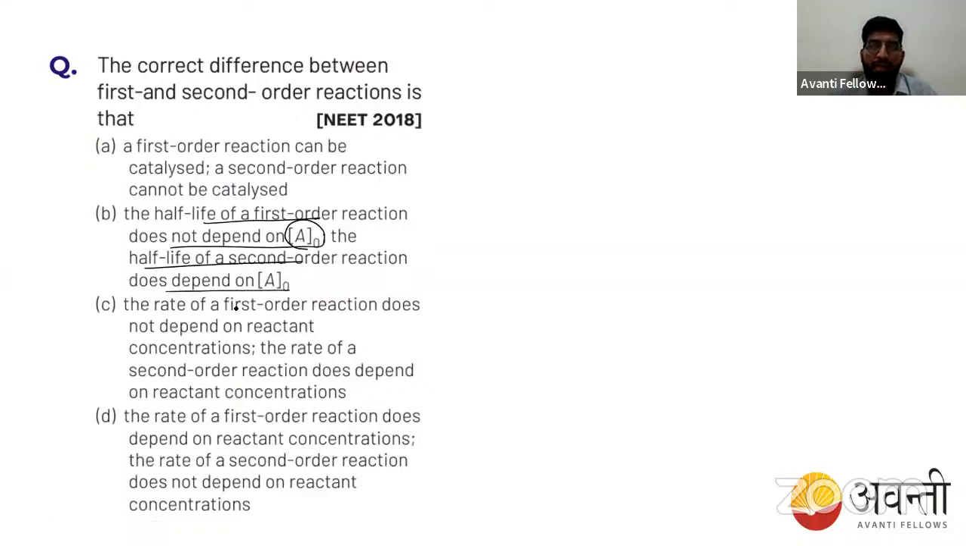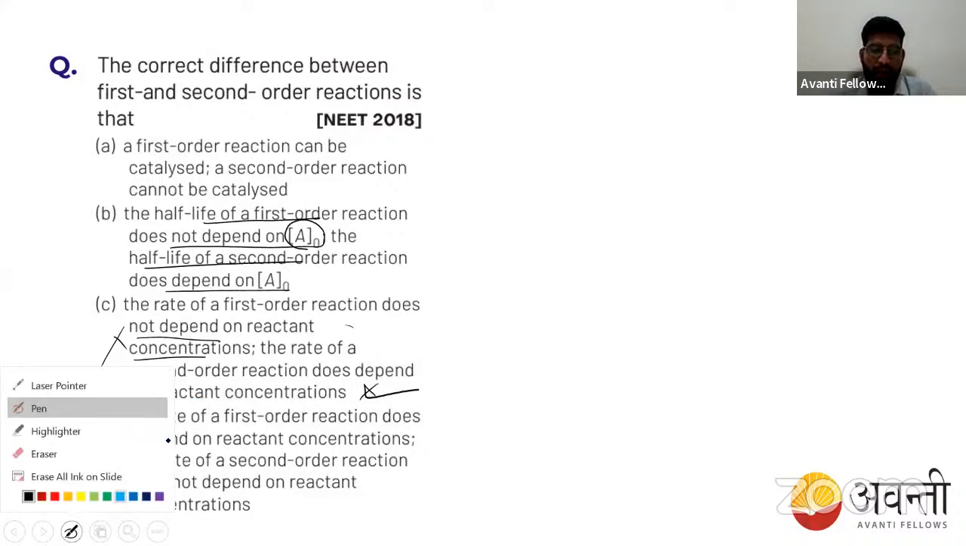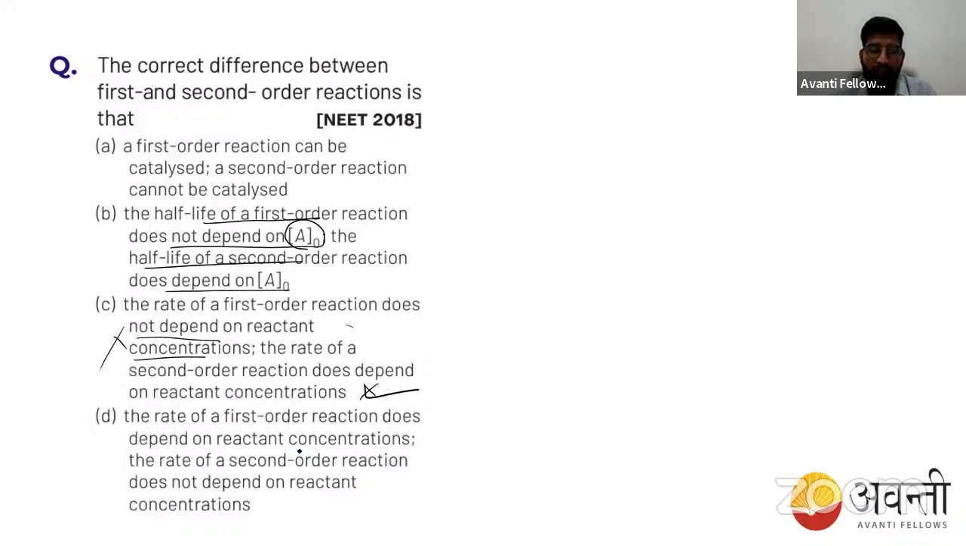Option C, the rate of a first order reaction does not depend upon the reactant concentration. This is a wrong statement. The rate of a second order reaction does depend on the reactant concentration. This is correct, but the option as a whole is a wrong statement. So option C is wrong. Option D, the rate of a first order reaction does depend on the reactant concentration, and the second order reaction does not depend. This is also a wrong statement. So statements C and D are wrong. You have to distinguish between option A and option B. So I have completed your 50% work.